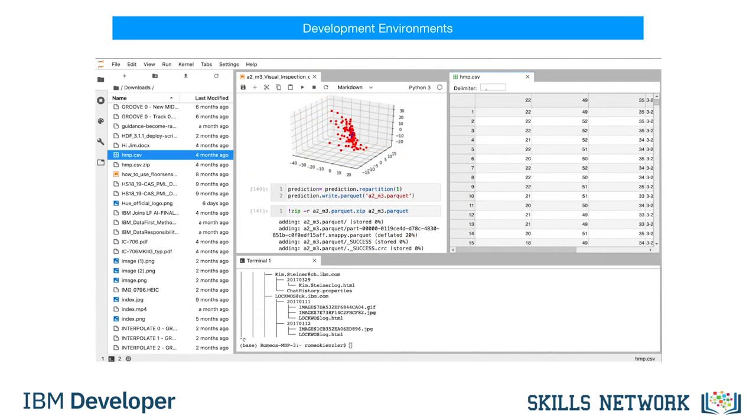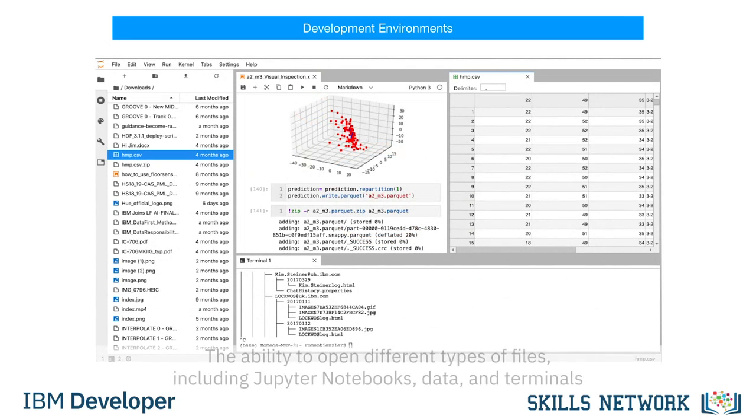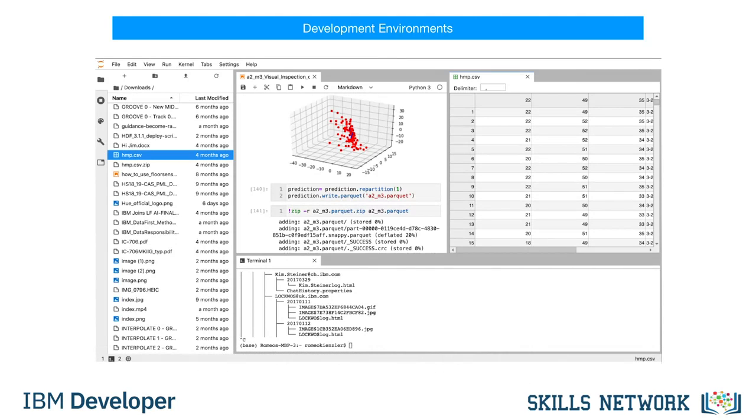From a user's perspective, the main difference introduced by Jupyter Lab is the ability to open different types of files, including Jupyter notebooks, data, and terminals. You can then arrange these files on the canvas.